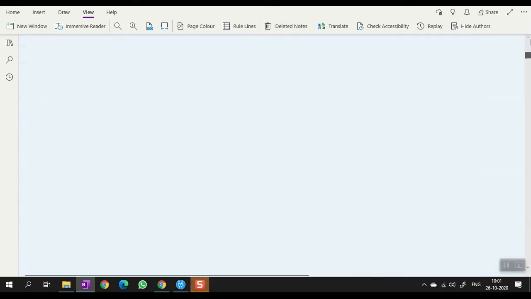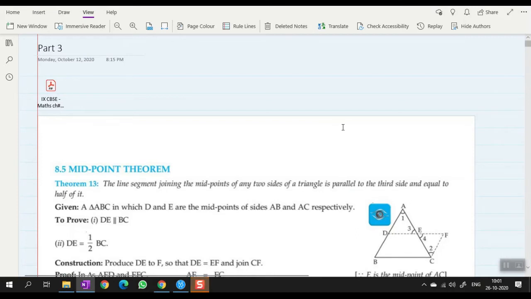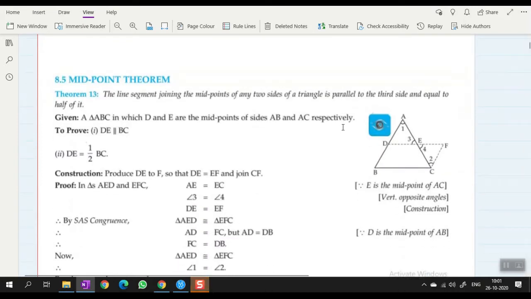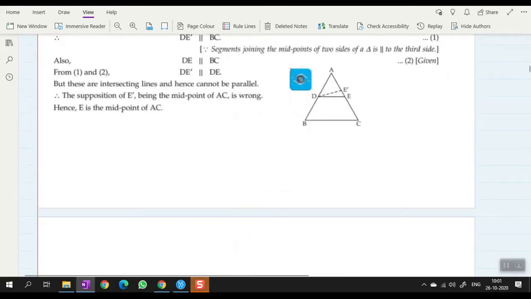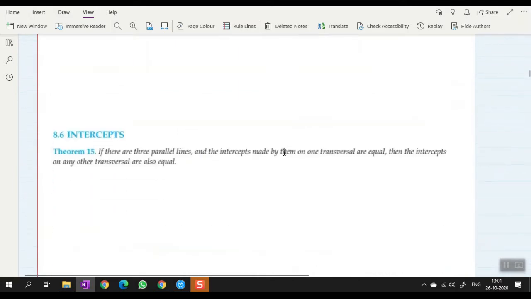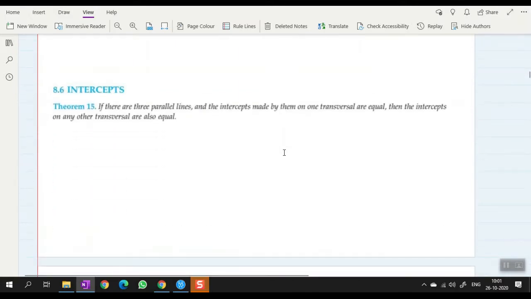So this is the third part of the maths chapter Quadrilaterals. In the beginning of this part, I'm going to explain the midpoint theorem and the converse of the midpoint theorem. But the method with which the converse of the midpoint theorem has been explained will be slightly different, and so that's why I'm not doing it in this particular session.